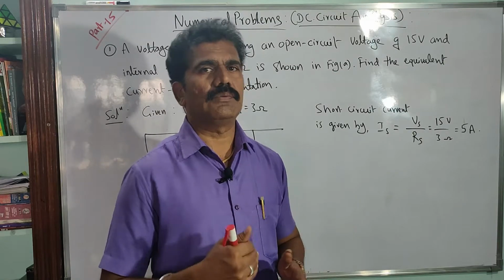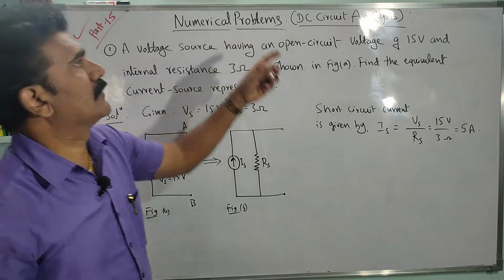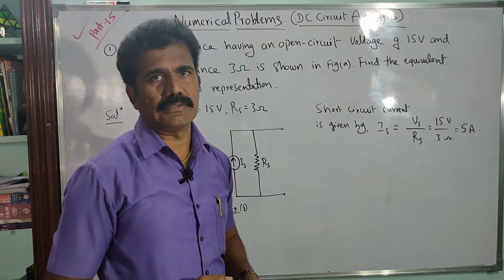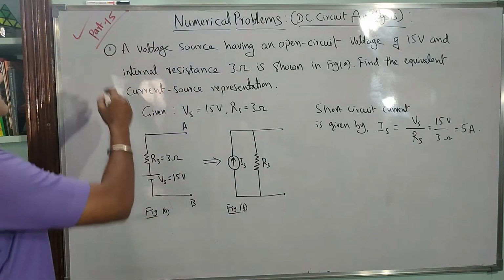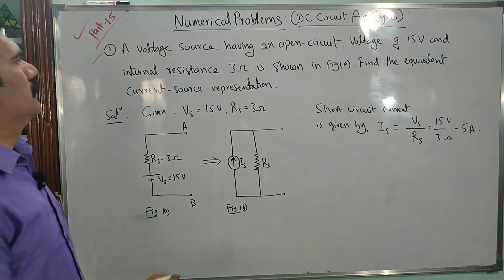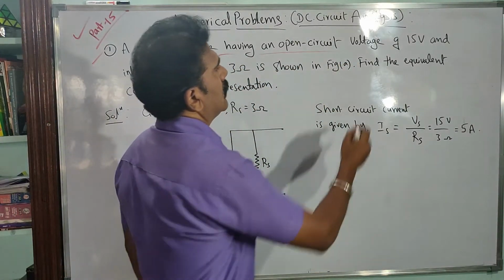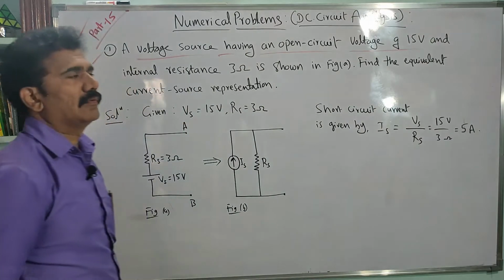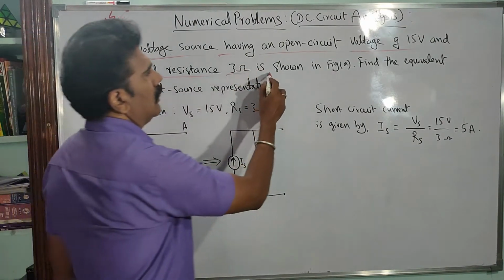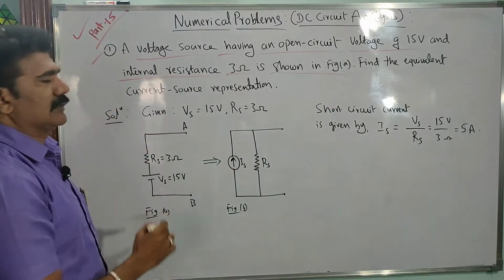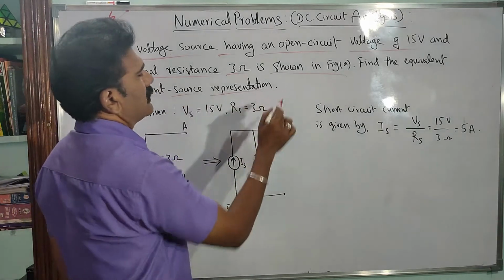In this video, part number 15, I am going to discuss some numerical problems on DC circuit analysis. Let me start with a simple problem first. Just go through the problem. A voltage source having an open circuit voltage of 15 volts and an internal resistance of 3 ohms is shown in figure A. Then find the equivalent current source representation.